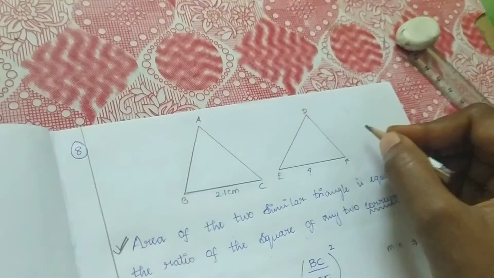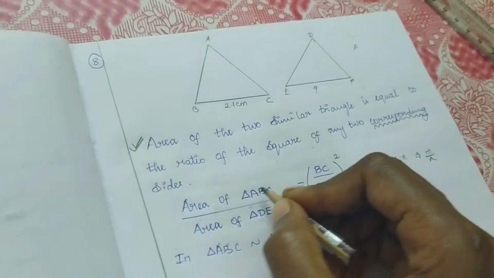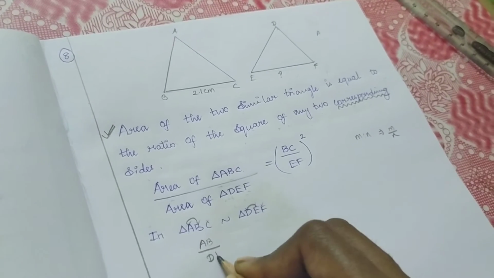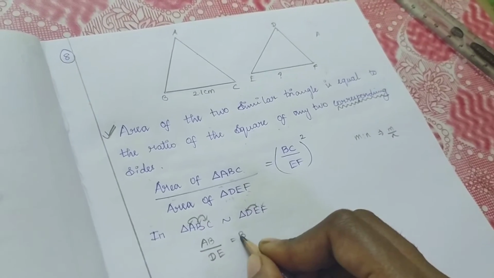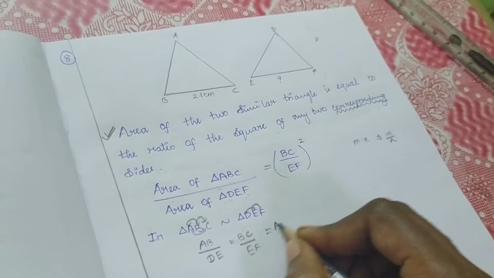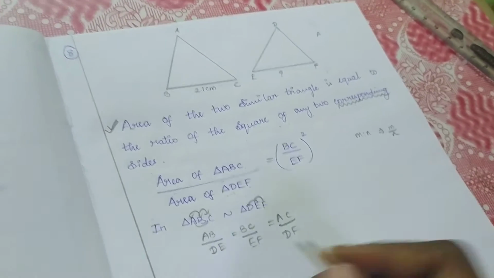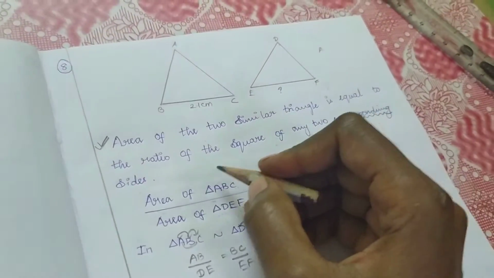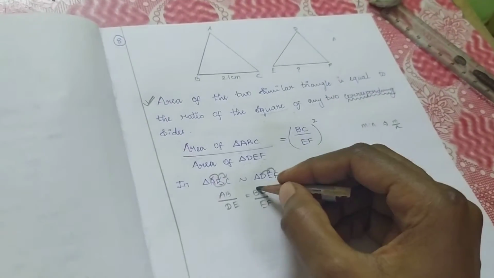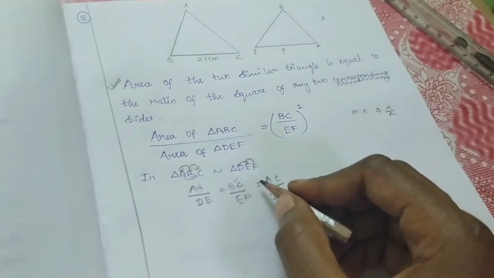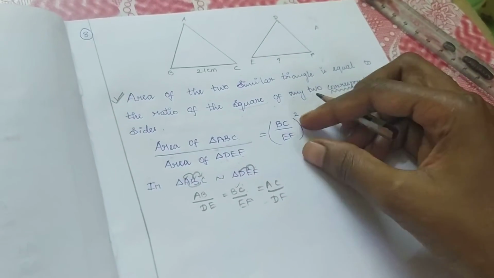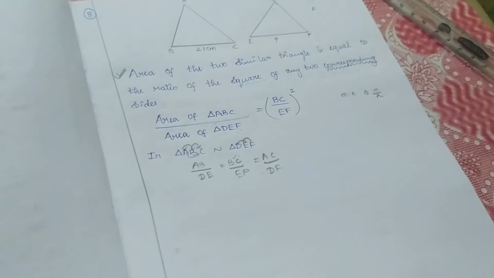What are the corresponding sides? If it is similar, we can write AB by DE, BC by EF, and AC by DF. Okay, these are the corresponding sides. But what they mention is the square of any two corresponding sides. Because they are asking EF, that's why I am taking this as my corresponding side. Are you clear?